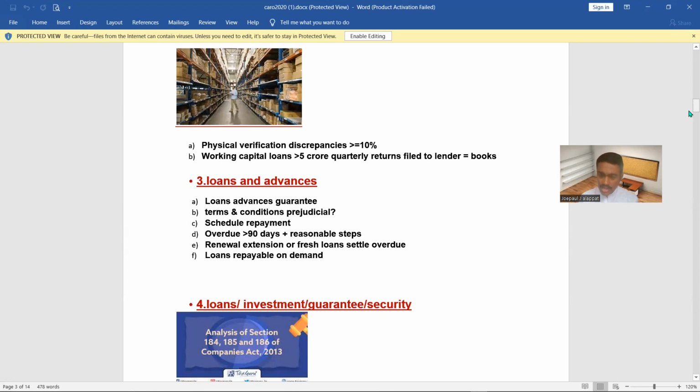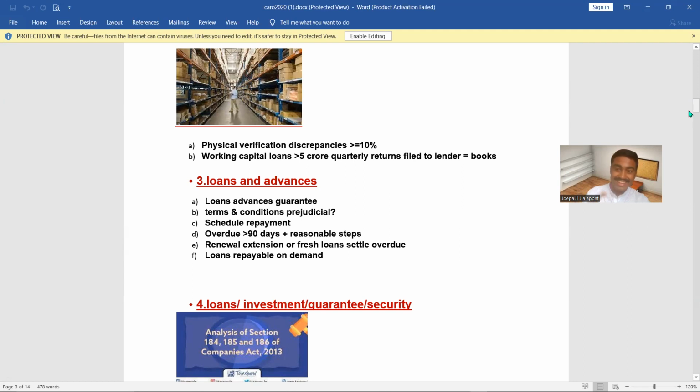Loans and advances. In the case of loans and advances, you have to see whether the company has given loans and advances. That is the first point. Then you have to see whether the terms of these loans and advances are prejudicial to the interest of the company. What do you mean by prejudicial, guys? Prejudicial means harmful. If the terms of that loan are harmful, then it must be reported. Then you have to see how repayment is made, how the company is expecting repayment. That is the schedule of repayment.